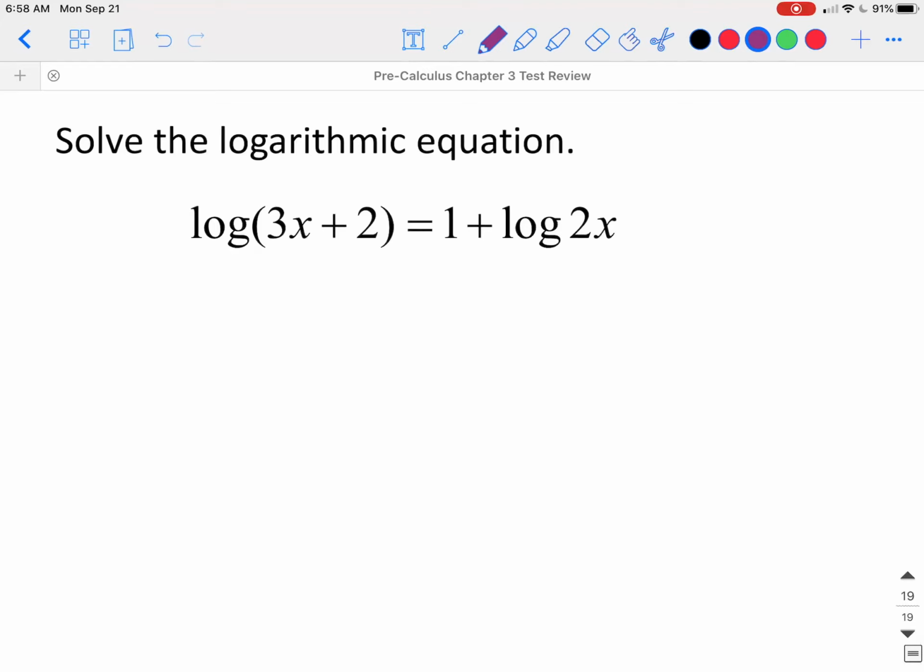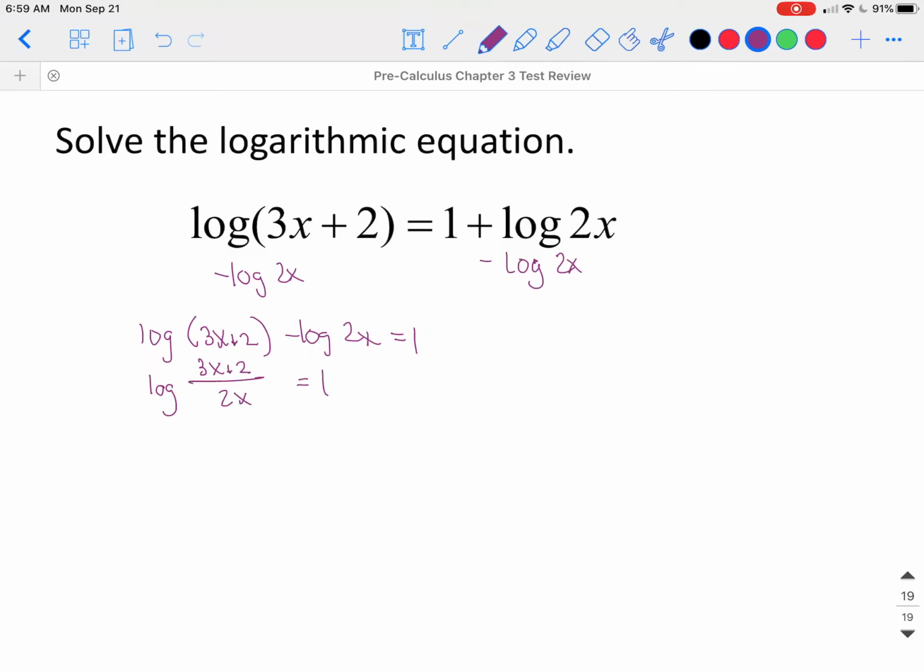We need to solve the logarithmic equation. Now, we cannot get one log on both sides and nothing else, but we can get the two logs together. So if we subtract that log of 2x from both sides, we have all the logs on one side. So this is log of 3x plus 2 minus the log of 2x is equal to 1. Now we can condense on the left side. Remember, subtraction turns into division. So we have the log of 3x plus 2 over 2x is equal to 1.